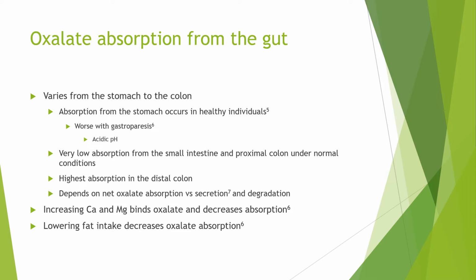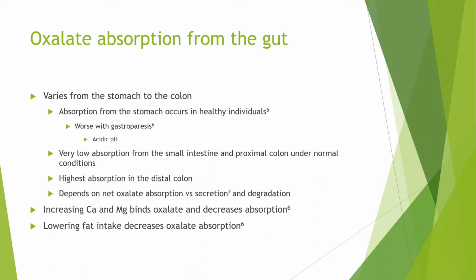Under normal conditions, if you have leaky gut, poor digestion, or gastrointestinal problems, you'll likely absorb more oxalate than what is normal from the small intestine and the proximal colon. We do see the highest absorption of oxalate in the distal colon. That's the descending colon, the sigmoid colon, and down into the rectum. This is the area where we get the highest absorption of oxalate, and this is going to depend on a couple of factors. It's going to depend on net oxalate absorption versus oxalate secretion and degradation.